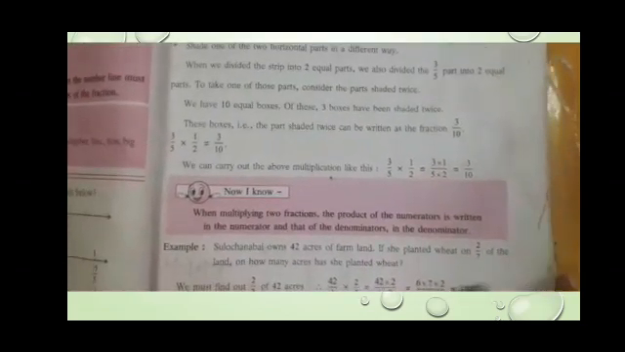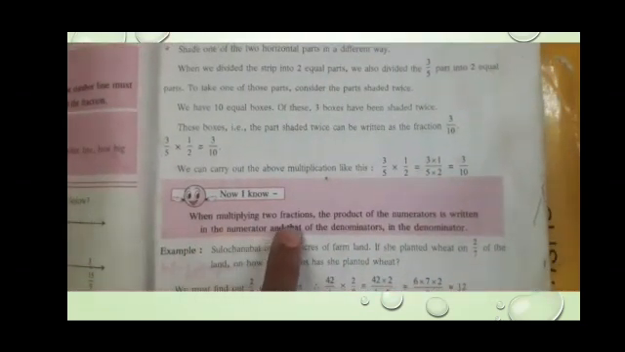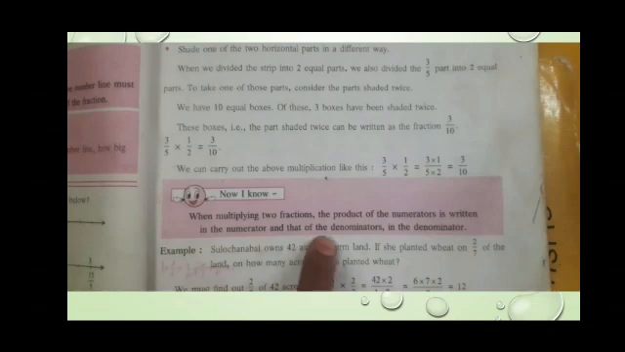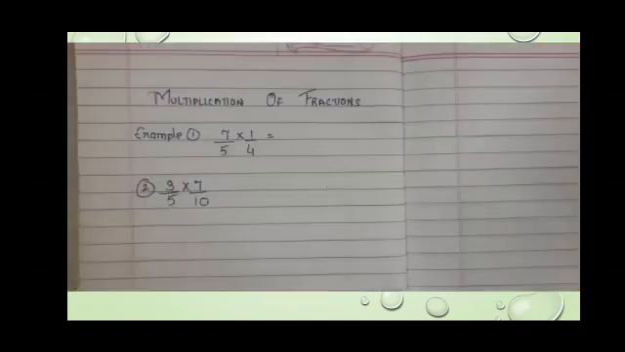So 3 by 5 multiplied by 1 by 2 is equal to 3 upon 10. Simply you have to multiply the numerator and multiply the denominator. We can carry out the above multiplication like this: 3 by 5 multiplied by 1 by 2 is equal to 3 into 1 upon 5 into 2, which is equal to 3 upon 10. Now very simple it is. When multiplying two fractions, the product of the numerators is written in the numerator and that of the denominators in the denominator.